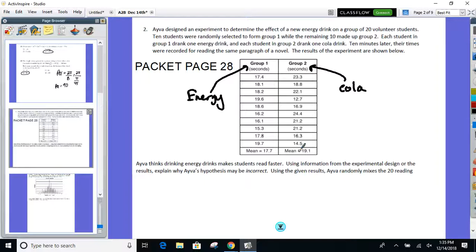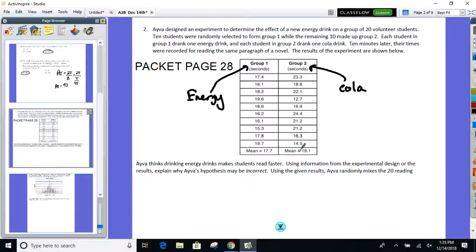So before we do any testing, she thinks the energy drinks make students read faster. Based on this chart, is that true? That you get to read faster given an energy drink. Before we do any testing, is that true? Because I see some yeses and I see some nos.